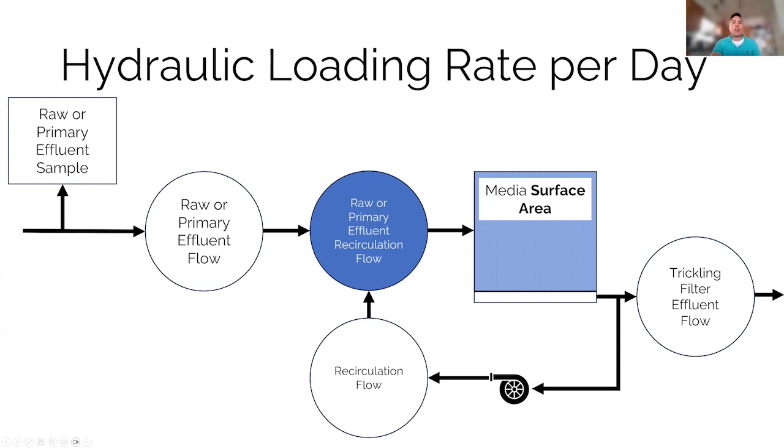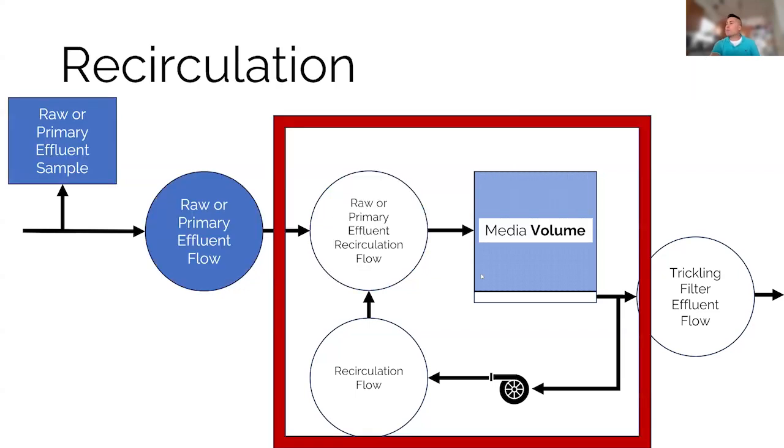Then you can also calculate what's in your recirculation, and it's basically just the water that's leaving your trickling filter and what you're returning to the front of it. So everything in red that's isolated without the raw influent.